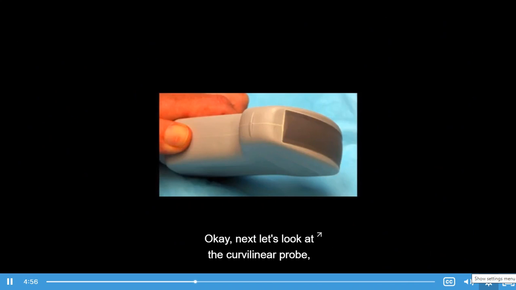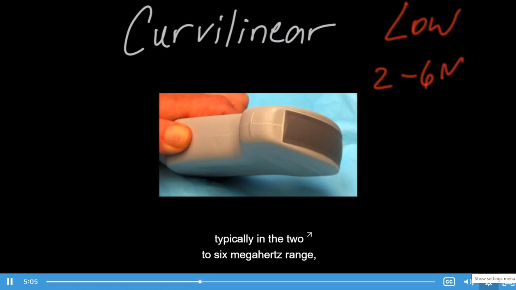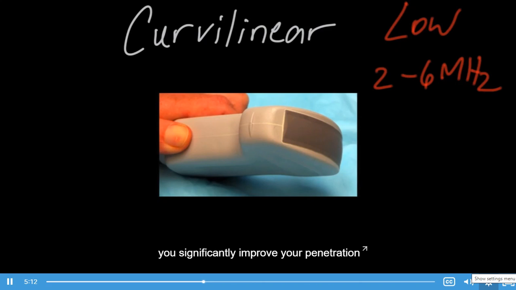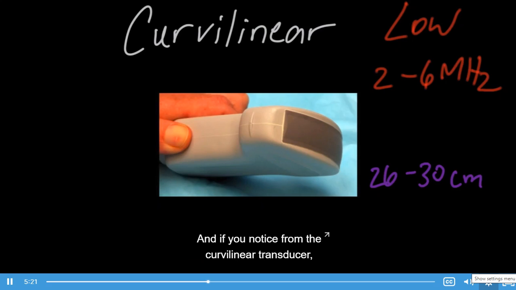Okay, next let's look at the curvilinear probe. And the curvilinear probe is a low-frequency transducer, typically in the 2 to 6 megahertz range. And because it's a low-frequency transducer, you significantly improve your penetration from the linear transducer up to 26, even 30 centimeters of depth, depending on its frequency range. And if you notice from the curvilinear transducer, the footprint is much wider and it's curved. And that's where it gets its name, curvilinear.